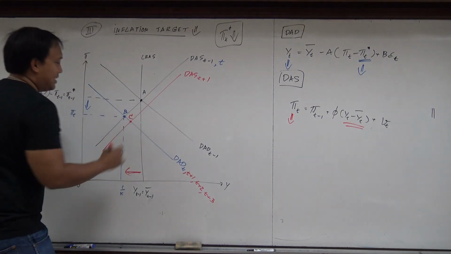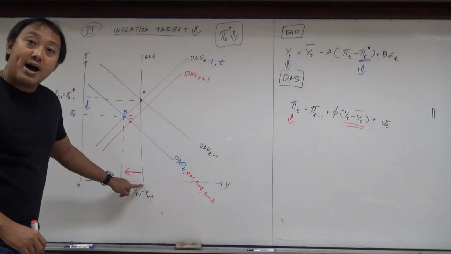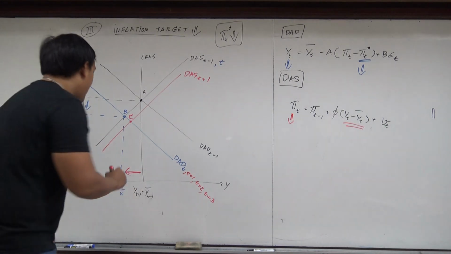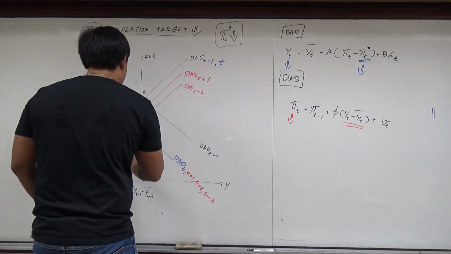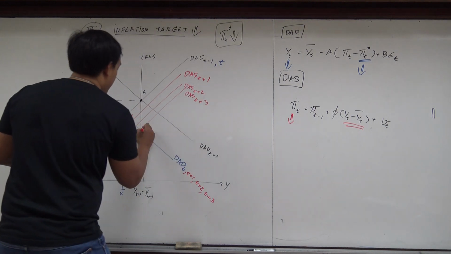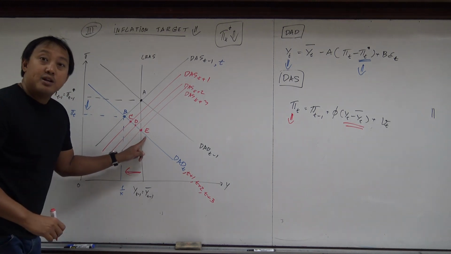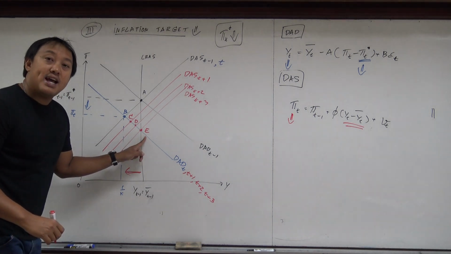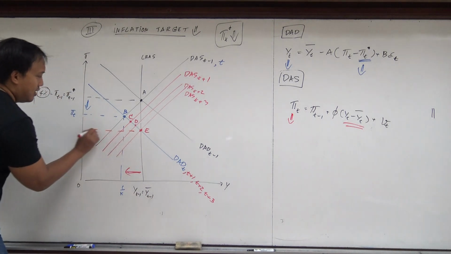Go to point C. At point C, Y is still less than Y bar, so it means that the DAS is still going down. This is the DAS at t plus 2. This is the DAS at t plus 3. Okay, point D and point E, until it comes to this point, the point where DAS intersects with DAD and intersects with the long-run aggregate supply.